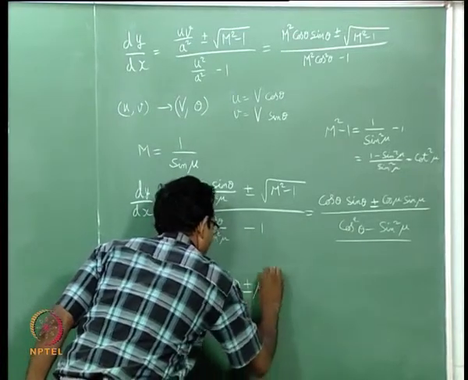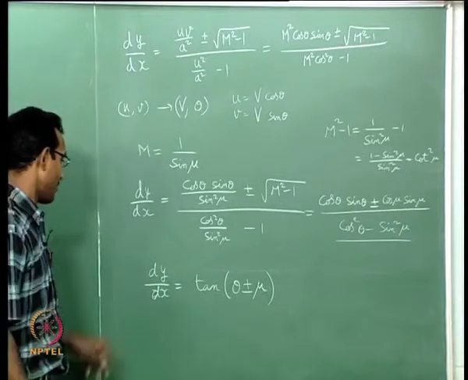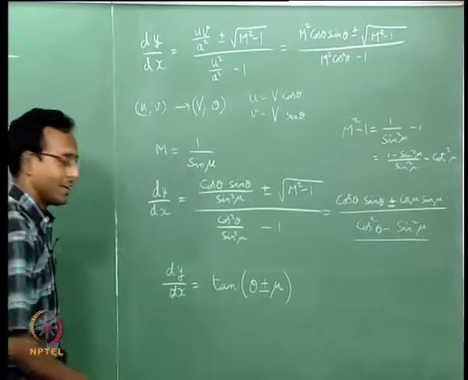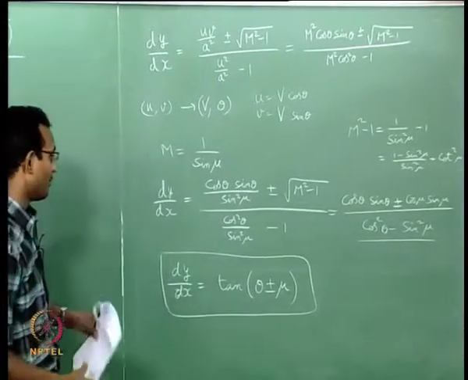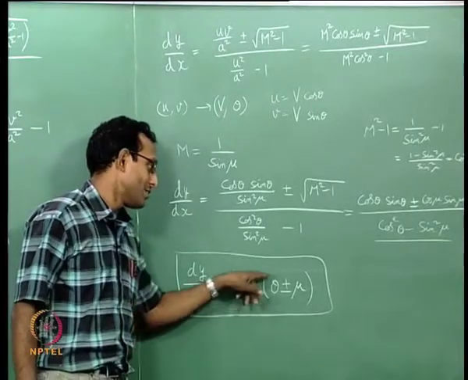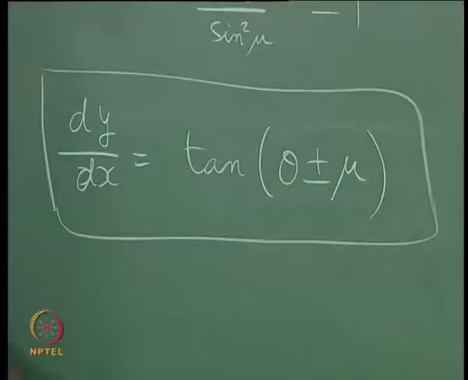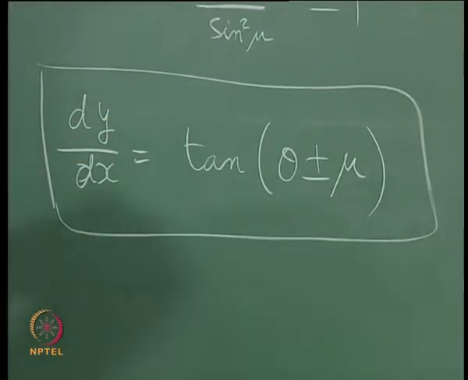now you know why we wanted to substitute m in terms of mu. Finally you get to this form. If we go through that half a class of derivation, you will end up with this form. Dy by dx will give me two solutions, tan of theta plus minus mu. Plus will be one solution, minus will be another solution. We get two solutions. This is just one part of the problem.